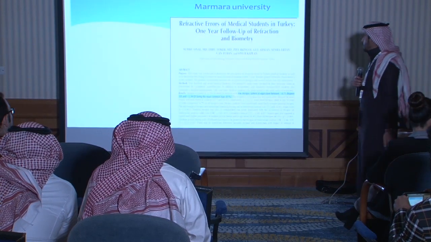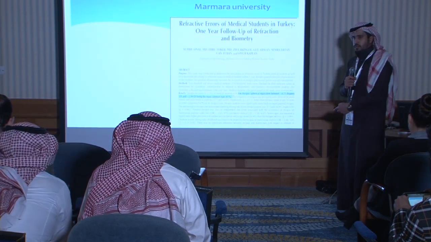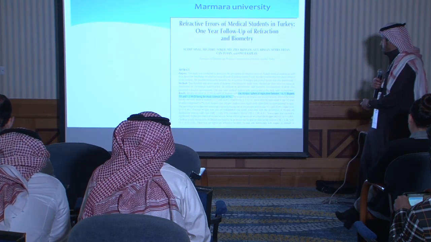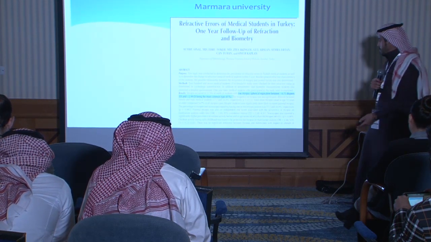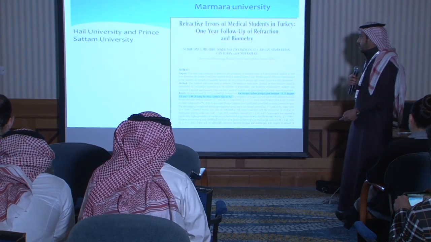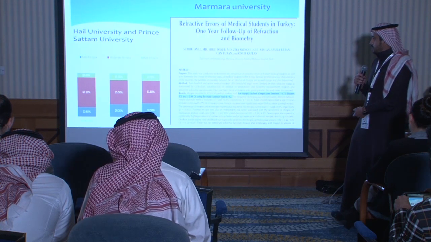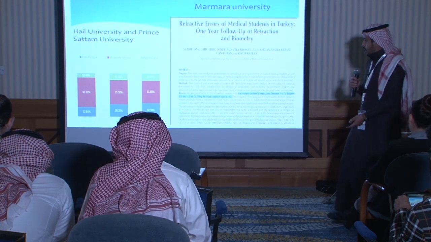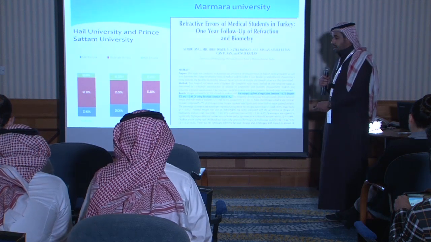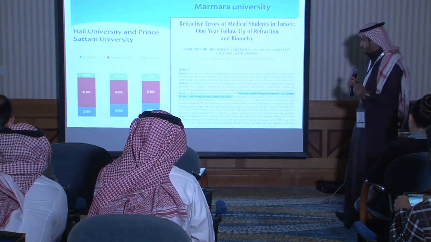For the subgroups of myopia at Marmara University, they found that low myopia was the highest among the subgroups, at 81%, the same as in our study. In the Hail and Prince Sattam study, they found moderate myopia at 51.80% was the highest, with mild myopia second, and then high myopia.